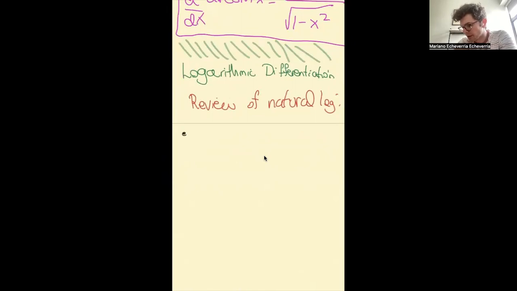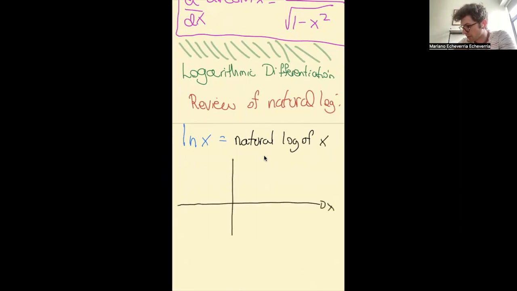So again, it is written ln of x. This is the name for the function, the natural log of x. It is the inverse of the exponential. Okay, so a couple of things. First, maybe I should just give you the graph of it. So this is roughly how natural log is supposed to look.